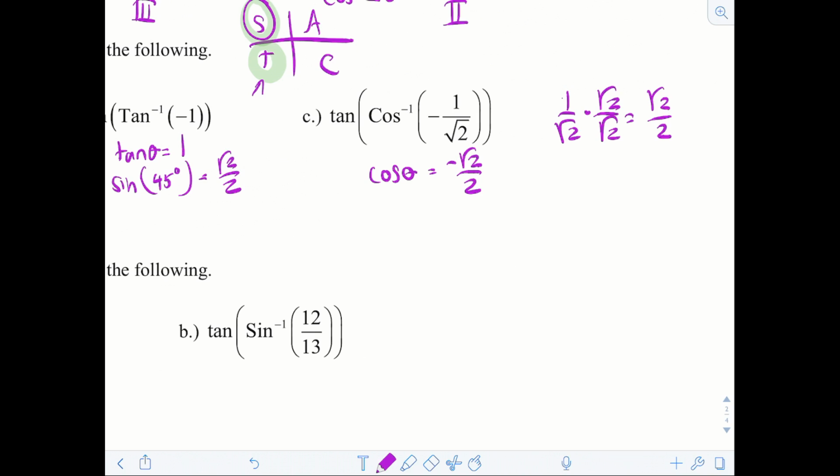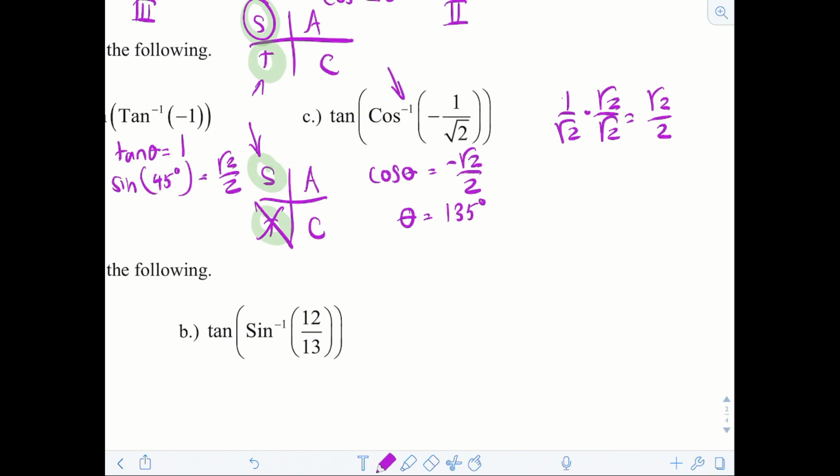Okay, so we're talking about 45 degrees, but since it's negative, we have multiple quadrants to figure out. So where is cosine negative? Well, cosine's negative in quadrant 2 and quadrant 3. But when we're dealing with these inverse values, we never use quadrant 3. So the one that we will be using is quadrant 2. So theta is going to be equal to 135 degrees.